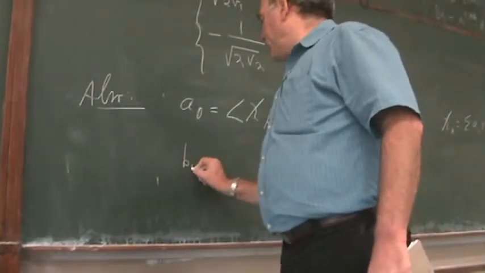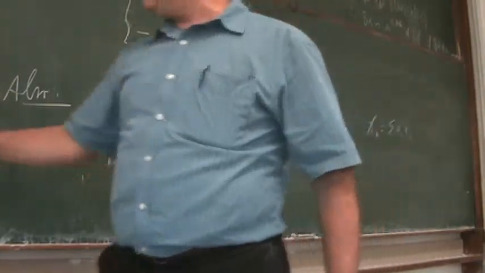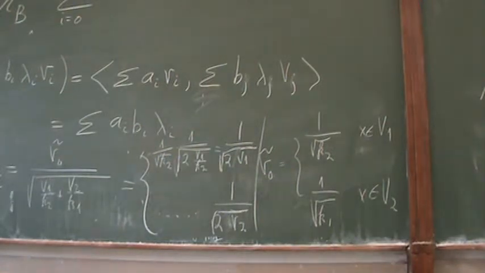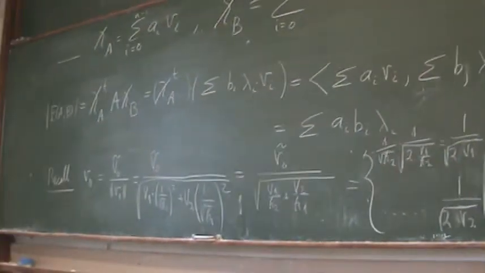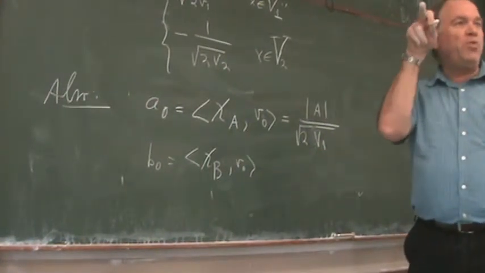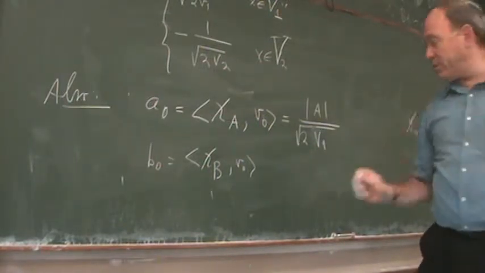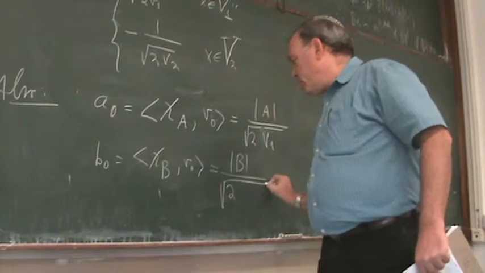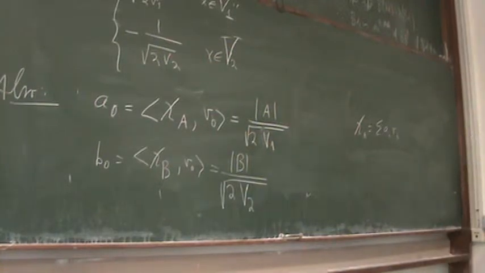And similarly, b0, which is chi of B against v0, so again, we know exactly what is v0. v0 on the right-hand side, on V2, is equal to 1 over square root of 2|V2|. And then if we take an inner product with chi B, it gives 1 on B and 0 elsewhere. So this inner product is simply equal to |B| over square root of 2|V2| this time. Okay, so we computed the first.